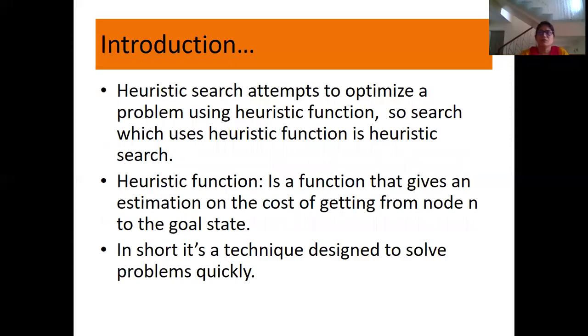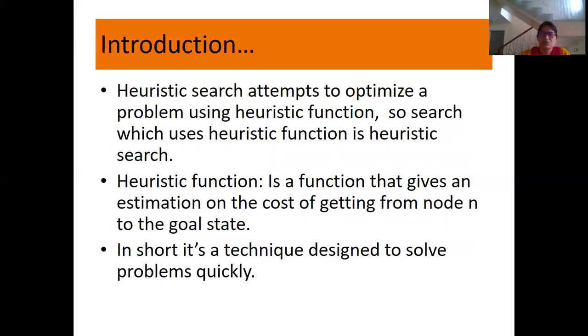Heuristic search attempts to optimize a problem using a heuristic function. The search which uses a heuristic function is called heuristic search. Now what are heuristic functions? A heuristic function gives an estimation of the cost of getting from node n to the goal state. So the least cost node can be selected from the possible choices.